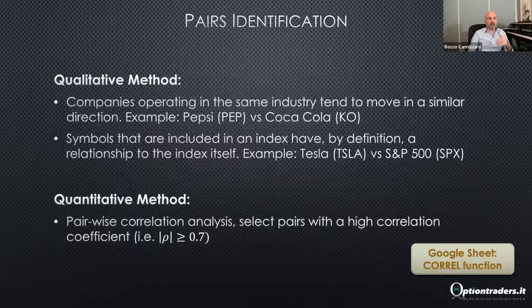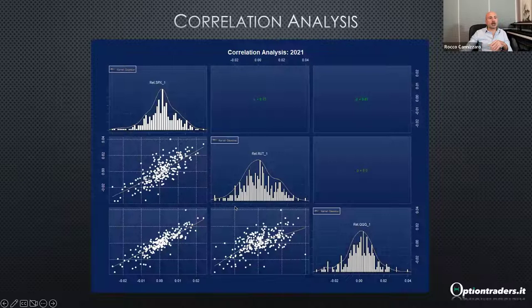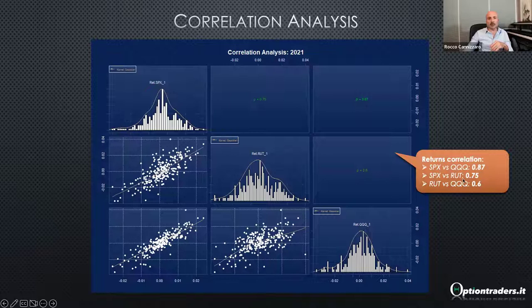Now, let's see an example of a couple of assets: SPX, the Qs, and the Russell. In this chart, on the right triangle at the top, you see the correlation coefficients, and as you can see, they're fairly high. This number, 0.87, is the correlation coefficient between the Qs and the SPX. And this value of 0.75 is the correlation coefficient computed between the Russell and the SPX.